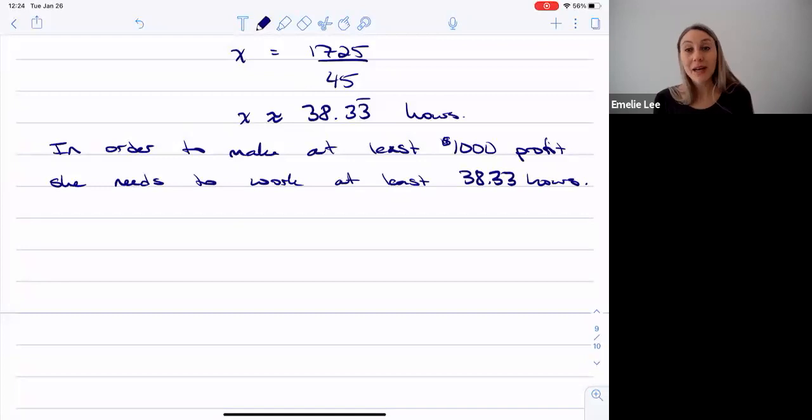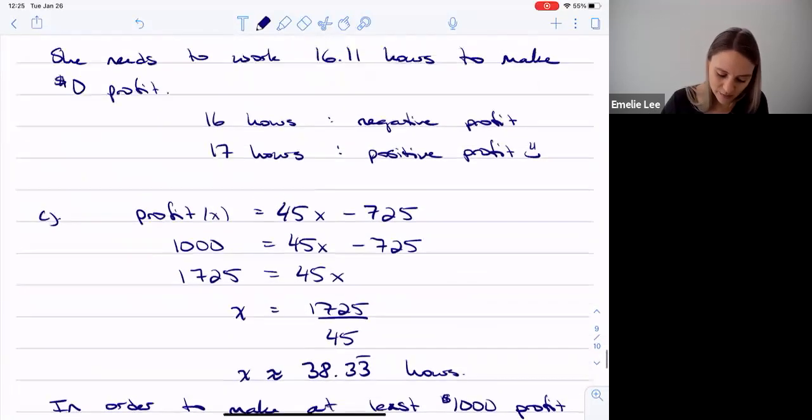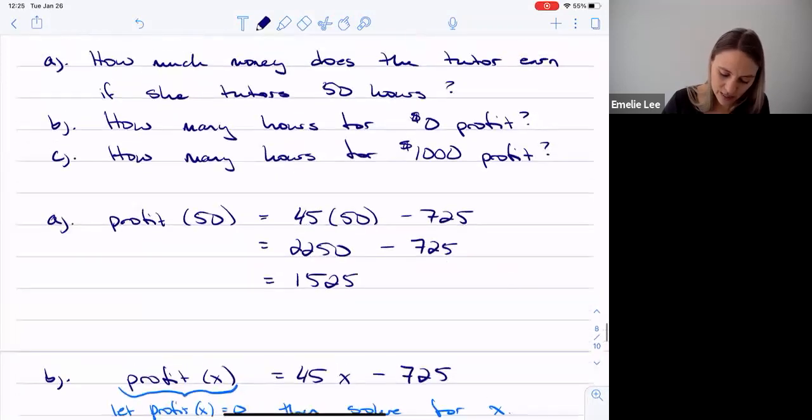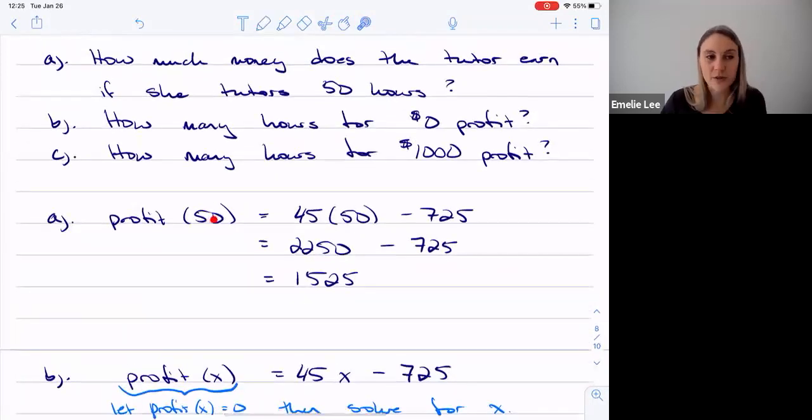And if you think about it, at 38 hours, she'll make just less than $1,000 in profit, and over 38 hours, so 39 hours, she'll make a little bit more than $1,000 in profit. Right? And what could you do? What if she worked 40 hours, right? That's the exact same scenario as in part A, right? So then you could plug in X equals 40 instead of 50 here and figure out what the profit is.